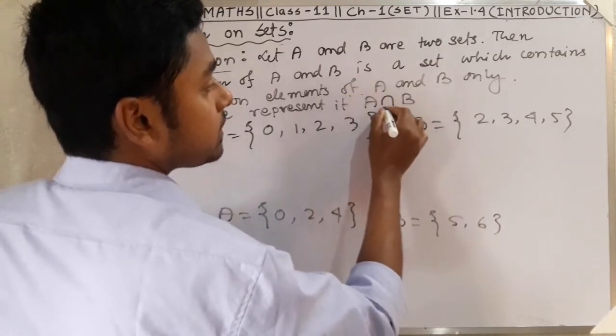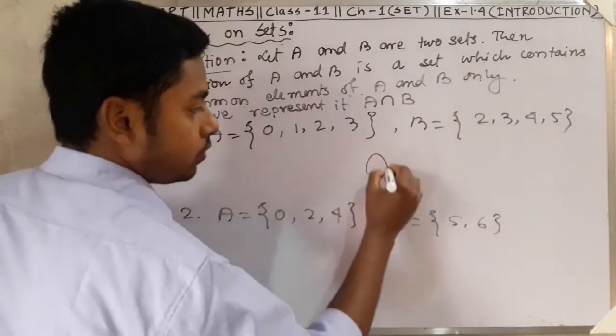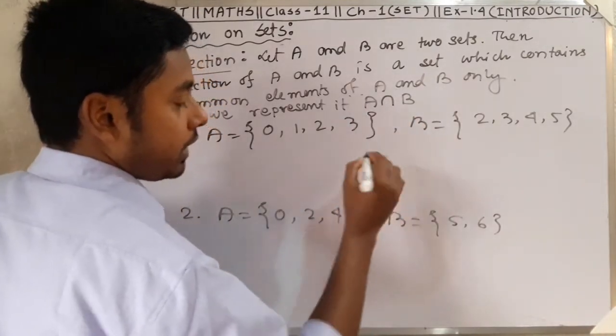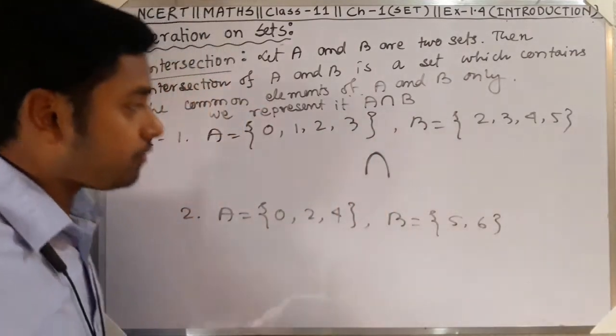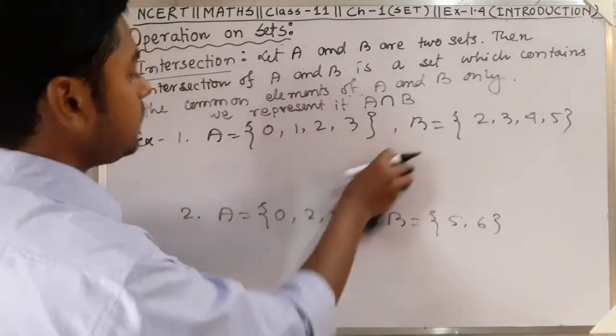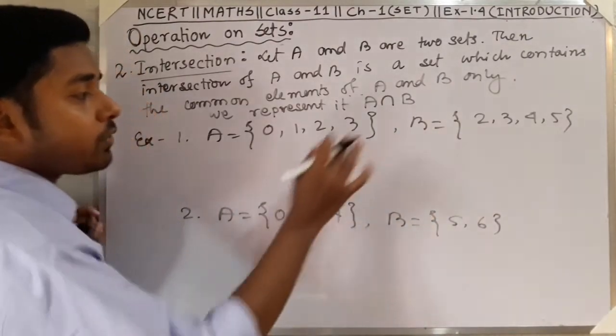This is called the intersection symbol. It is like U, but it means the opposite of U. Not U, the opposite of U. Now suppose A and B are two sets, and we have to find A intersection B.